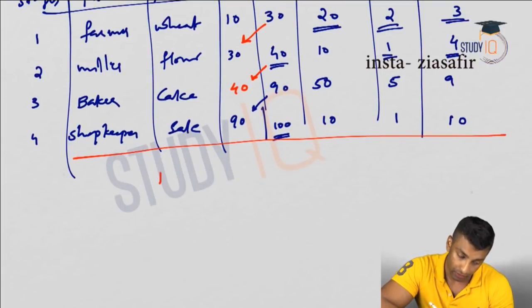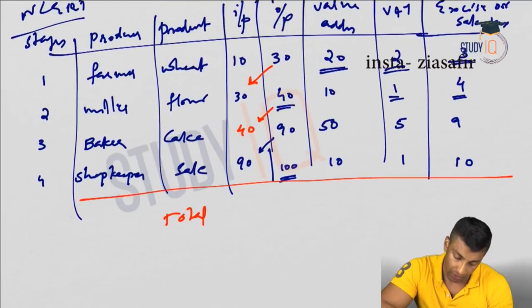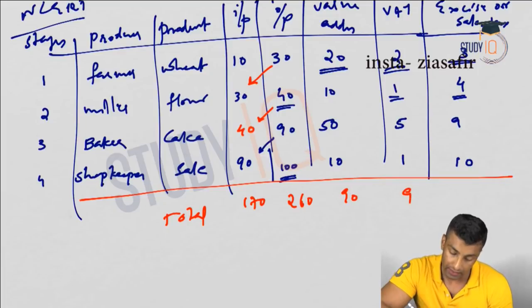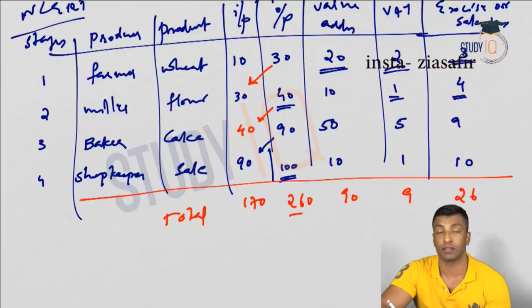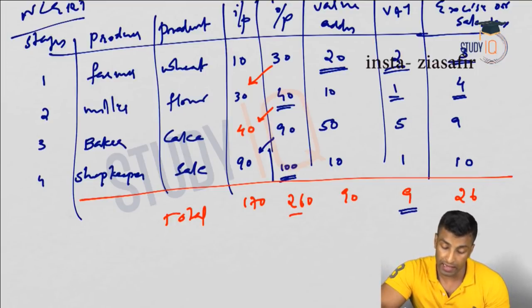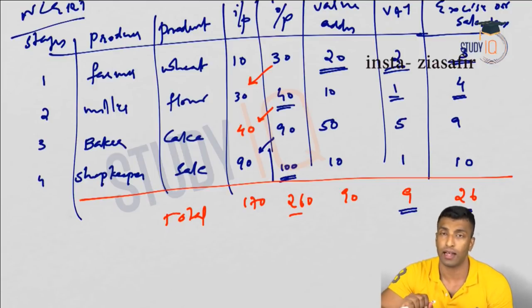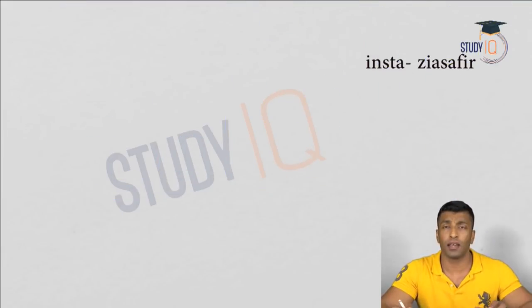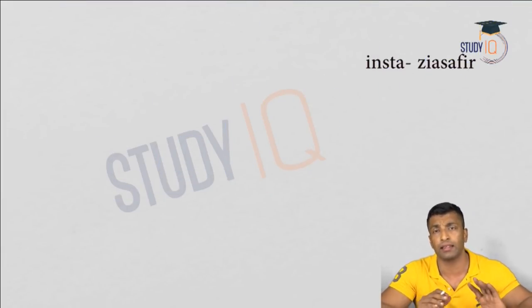Let's make this table. Total input comes around 130, 160, 170, so 170, and output will be 260, and this is 90. Value addition is 90, and this is 10% of 90, that is 9. This is 10% of 260, that is 26. So if it is VAT, you need to pay 9 rupee as the tax. If it is excise, you need to pay 26 as the tax. And that's the difference between value added tax and imposing tax on the production or the final product.